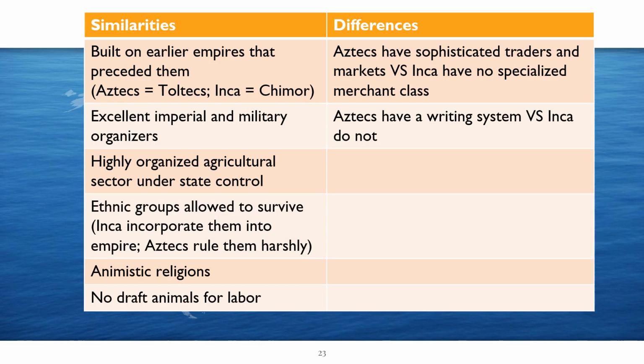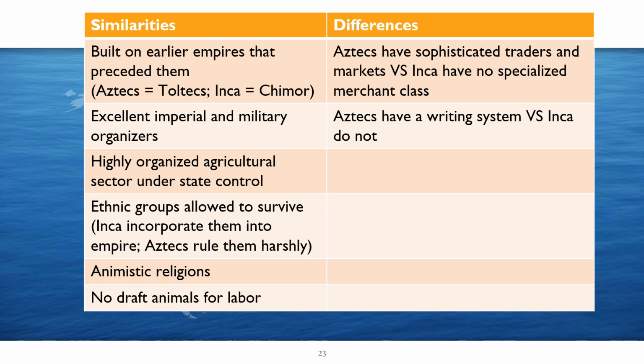Similarities and differences between the Aztec and Inca. So they were both built on earlier empires that did precede them. They were both excellent imperial and military organizers. They both had a highly organized agricultural sector under state control.